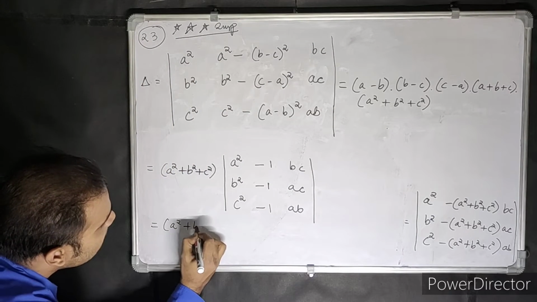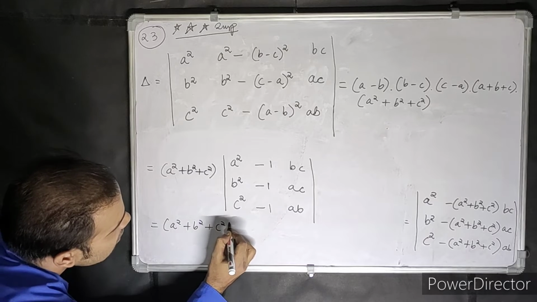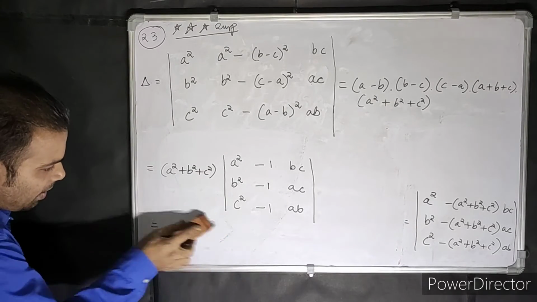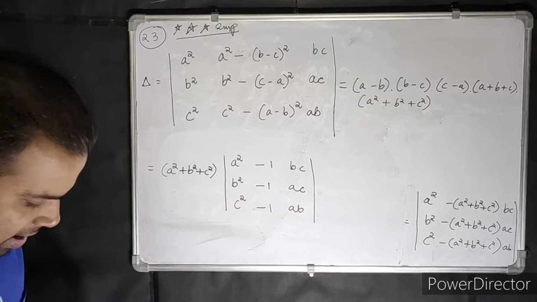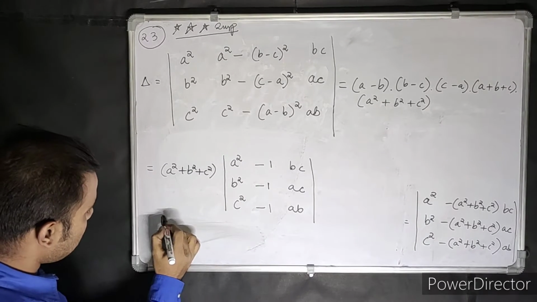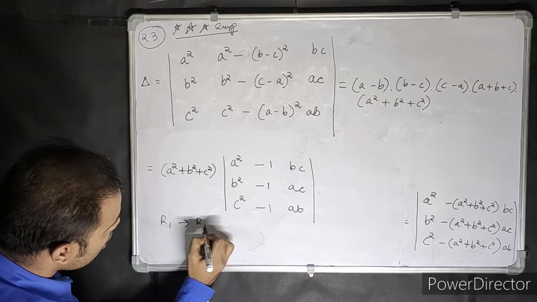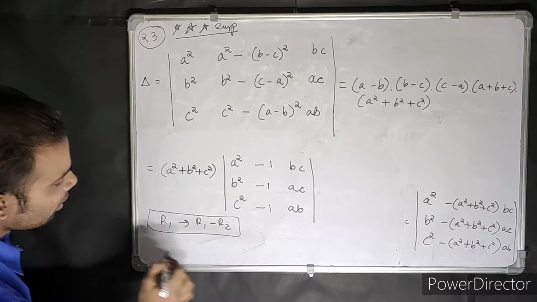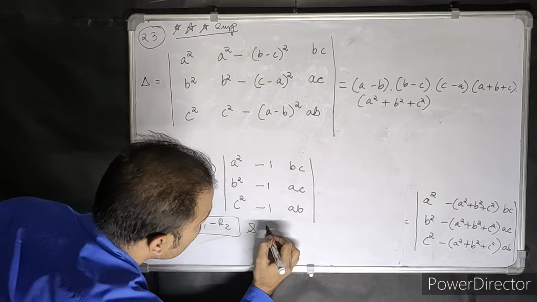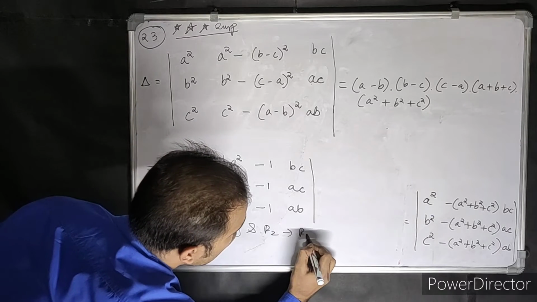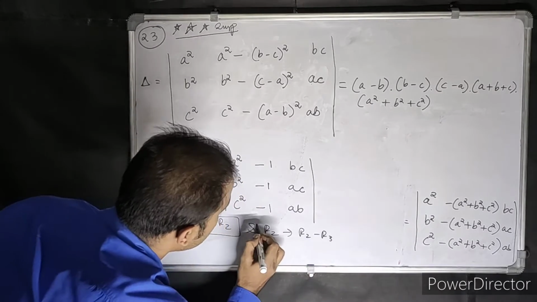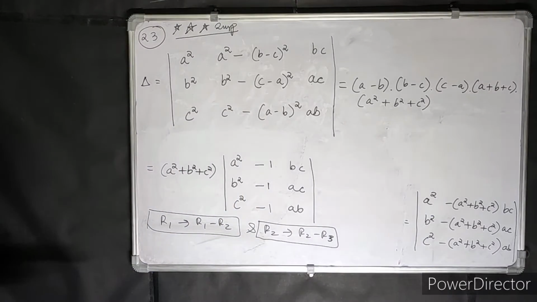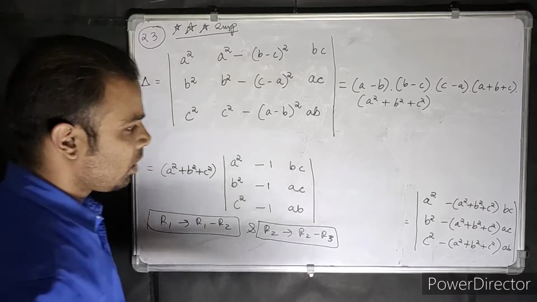A square plus b square plus c square. Okay. Question is simple, but a little difficult. I have to write the next operation, that is row 1 tends to row 1 minus row 2. See, if you subtract, then only it will get added, then only it will come 0. And row 2 tends to row 2 minus row 3. Don't write plus. If you add it, then it will become minus 2. You have to subtract, make 0.